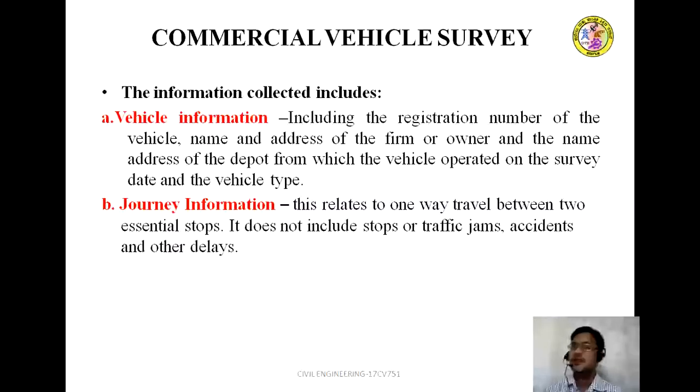It means for the commercial vehicle survey we get the type of vehicle, who the owner is, from which point or nearest depot the vehicle started operating, and what the average journey is that it makes on our network or in our study area.